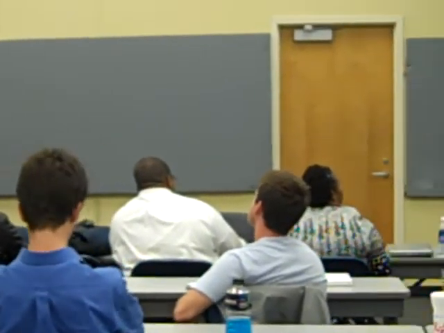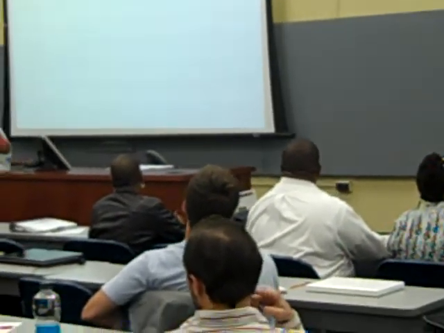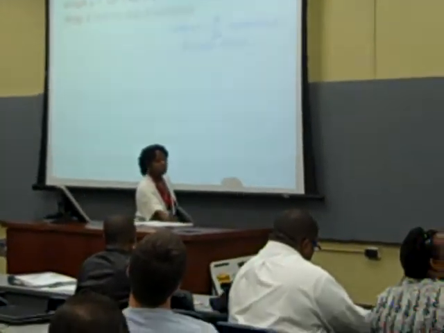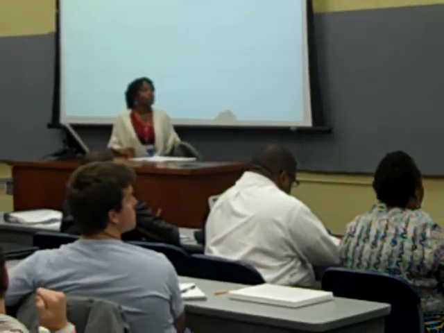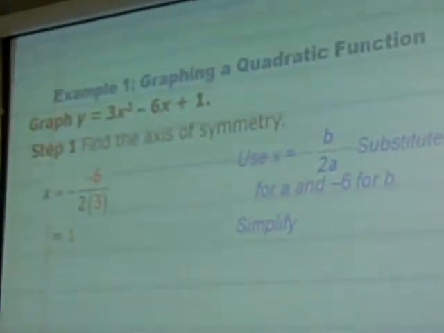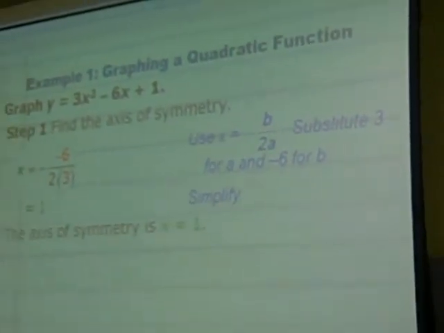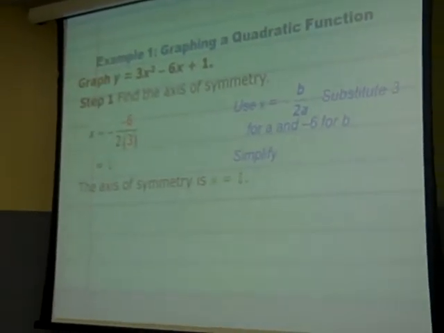So you will substitute here. We know that your b is which value up here? -6. And your a value is what? 3, because that is standard form. Remember our standard form was ax squared plus bx plus c. Okay, so when we plug it in here, you see we have x equals -6 over 2 times 3. And you see your axis of symmetry there is going to be x equals 1. Any questions on how they found the axis of symmetry?